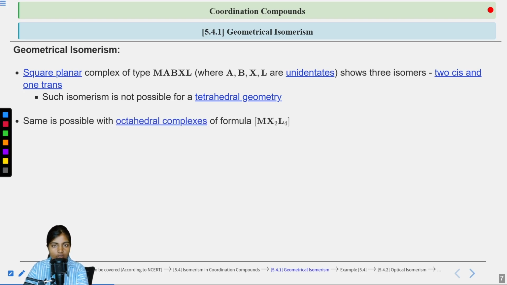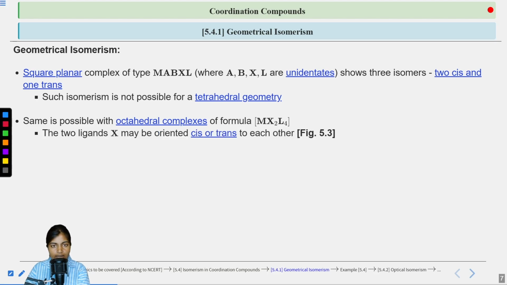The same is possible with octahedral complexes of the formula MX2L4. Octahedral means the central metal is connected with 6 ligands, so the formula for that complex is MX2L4. X is 2 and L is 4, so the total is 6 ligands connected with the metal. So geometrical isomerism can be seen in octahedral complexes.